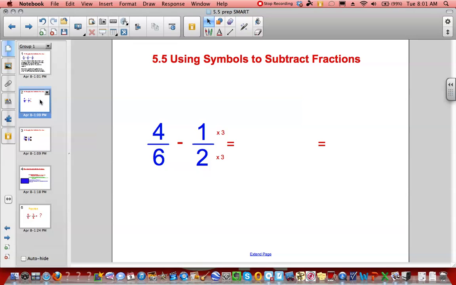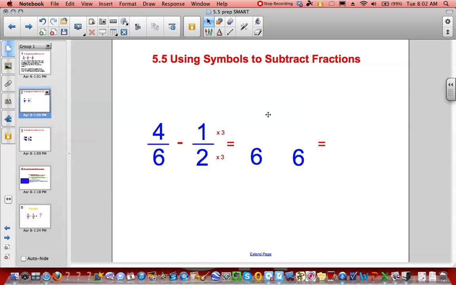Another example, when one fraction has a different denominator than the other one. In this case, it's 4 over 6 minus 1 over 2. We need to make sure that they have a common denominator. The number on the bottom needs to be the same. Well, 2 is a factor of 6, so you are able to find a number that will multiply 2 to make 6. In this case, 2 times 3 would be 6.